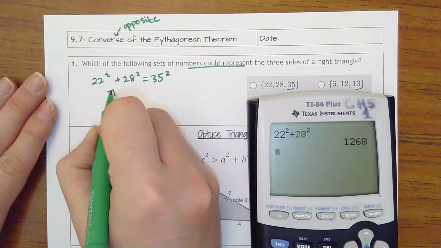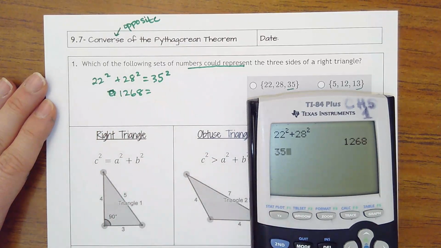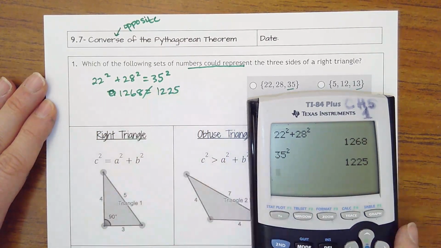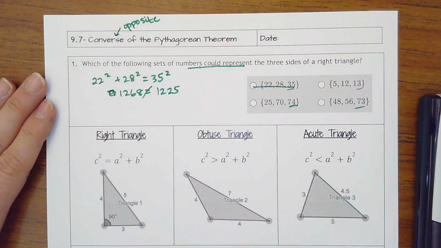It's much bigger, 1,268. And 1,225. So that one's out. So you would want to keep going until you find the combination that works.